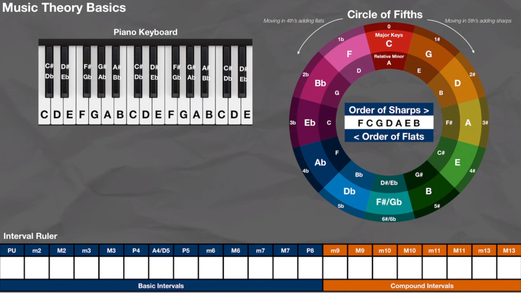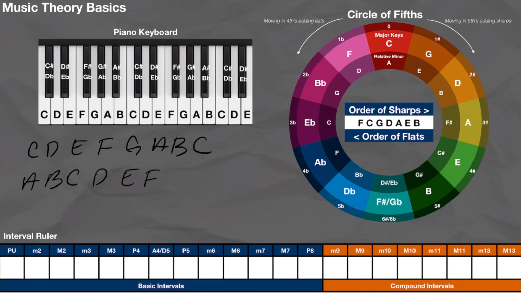As an example, if I start on C and write out my C scale, C, D, E, F, G, A, B, C, my A minor scale is going to be that same collection of notes, but starting on A. So A, B, C, D, E, F, G, A. This is my C major scale, and this is my A minor scale. But they both share the same notes, okay? I'm just starting on a different note, okay?